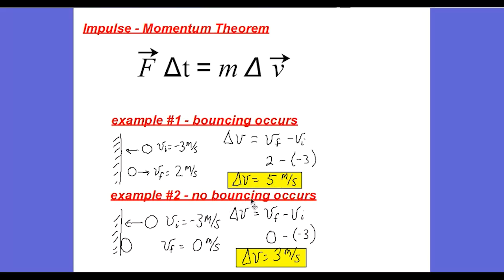Then if no bouncing occurs, such as in a completely inelastic collision, we see that our final velocity now is going to be 0. And so our delta velocity is only 3 meters per second. It is less. The change in velocity is less when no bouncing occurs than when bouncing does occur. So up here, if this number is larger, that means our impulse is larger. Our change in momentum is larger, and let's see how this can affect an object.